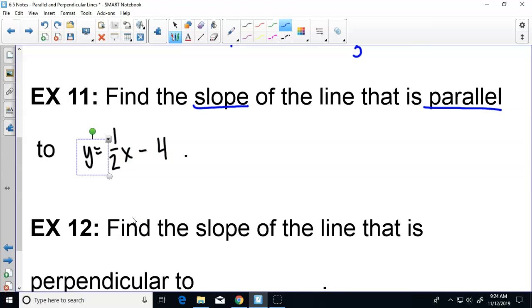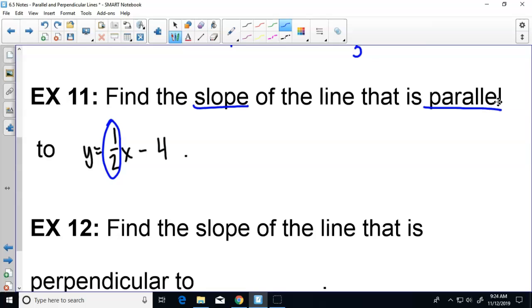Okay? Slope is your number next to your x. The one right in front of your x. So that's going to be the 1/2, right? The one that's multiplied by your x. So the slope of this line is 1/2. What do we know about parallel slopes? So what do we just write down?